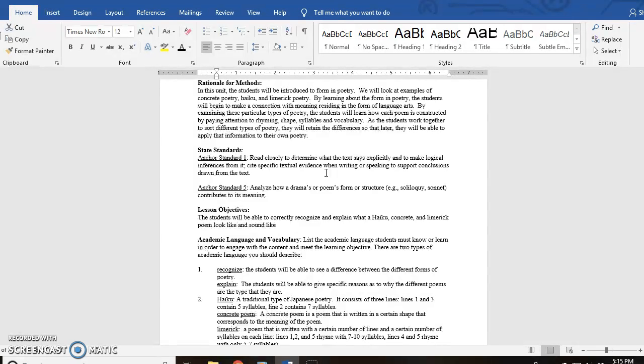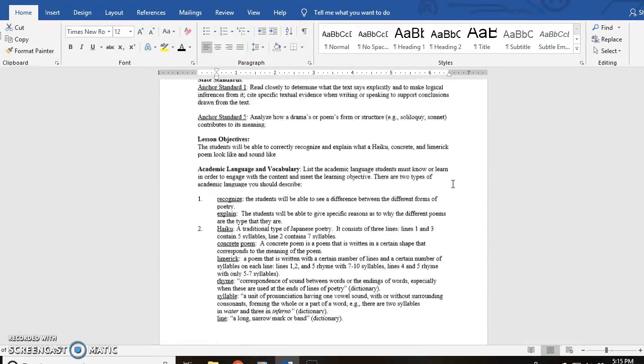All of my lessons accomplish Anchor Standard 1, read closely to determine what the text says explicitly, and to make logical inferences from it, cite specific textual evidence when writing or speaking to support conclusions drawn from the text, and then Anchor Standard 5, analyze how a drama's or poem's form or structure contributes to its meaning.